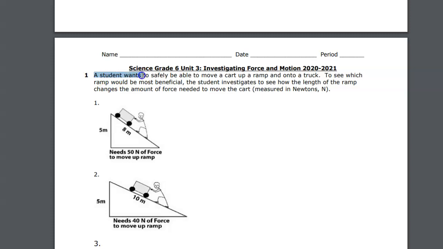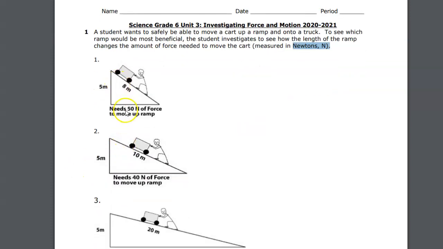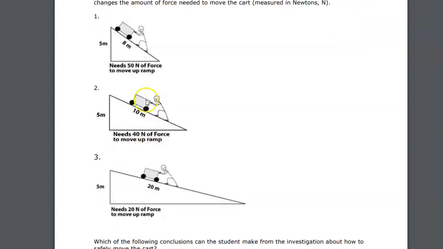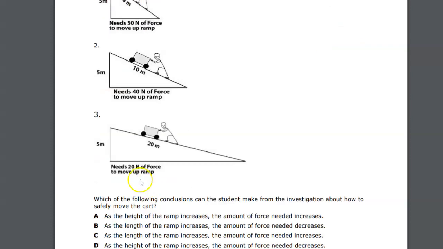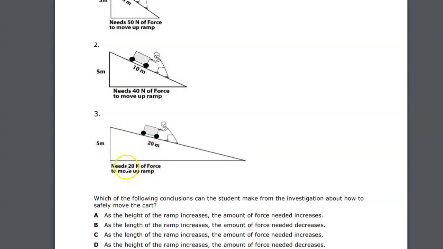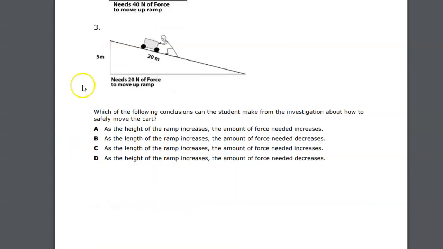Number 1, a student wants to safely be able to move a cart up a ramp onto a truck. To see which ramp would be the most beneficial, the student investigates to see how the length of the ramp changes the amount of force needed to move the cart. This is measured in newtons. Newtons are a measurement of force. Ramp number 1 needs 50 newtons of force to lift up the object. Ramp number 2 needs 40 newtons of force. And ramp number 3 needs 20 newtons of force.